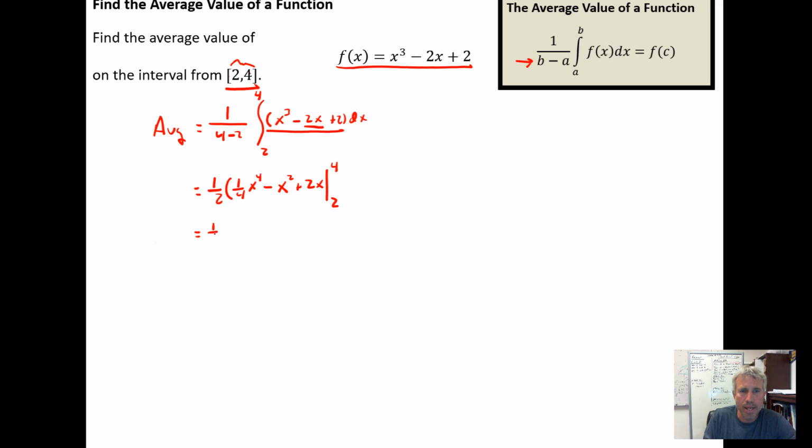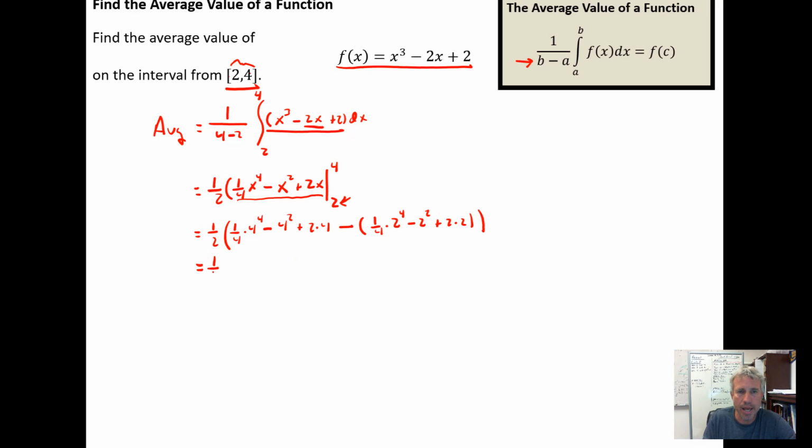So this is going to equal 1/2 times, the fundamental theorem of calculus says now plug this upper bound of integration into the antiderivative. So we're going to get 1/4 times 4 to the 4th minus 4 squared plus 2 times 4. And then the fundamental theorem of calculus says to subtract from that the result that you get when you plug the lower bound of integration into the antiderivative. So it's going to be 1/4 times 2 to the 4th minus 2 squared plus 2 times 2. And then it's just a matter of simplifying things.